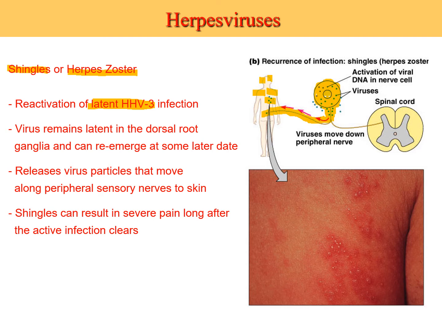It can happen with age, because as you get older you become immunosuppressed. So they're latent in the dorsal root ganglion and they can reemerge. They'll then release infectious virus particles that will move along the peripheral root of the sensory nerve to the skin and cause shingles. Shingles can result in lesions that go away, but there is severe long-term pain often associated with the infection. And it can be painful in that area for the rest of the person's life.